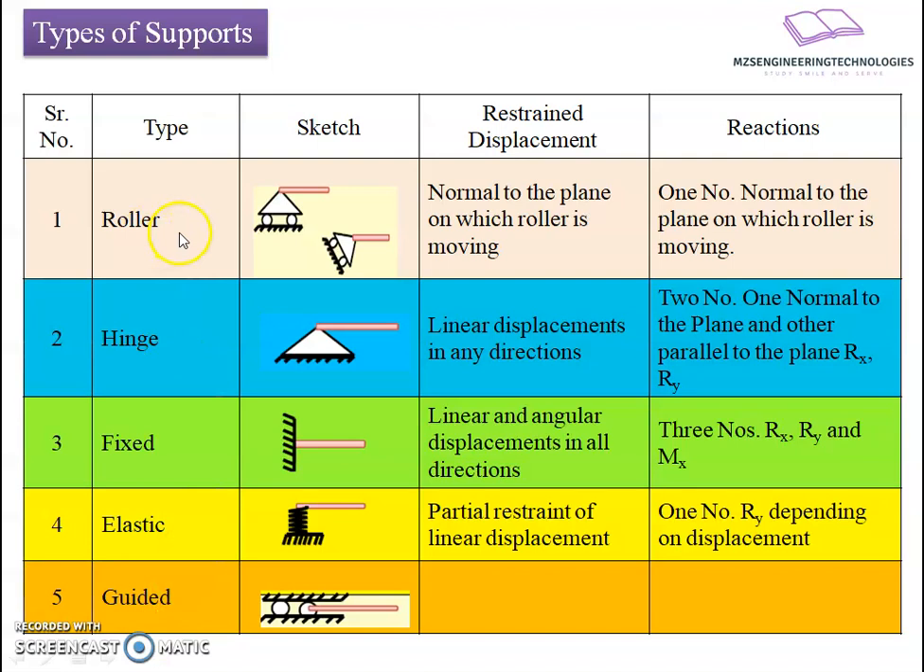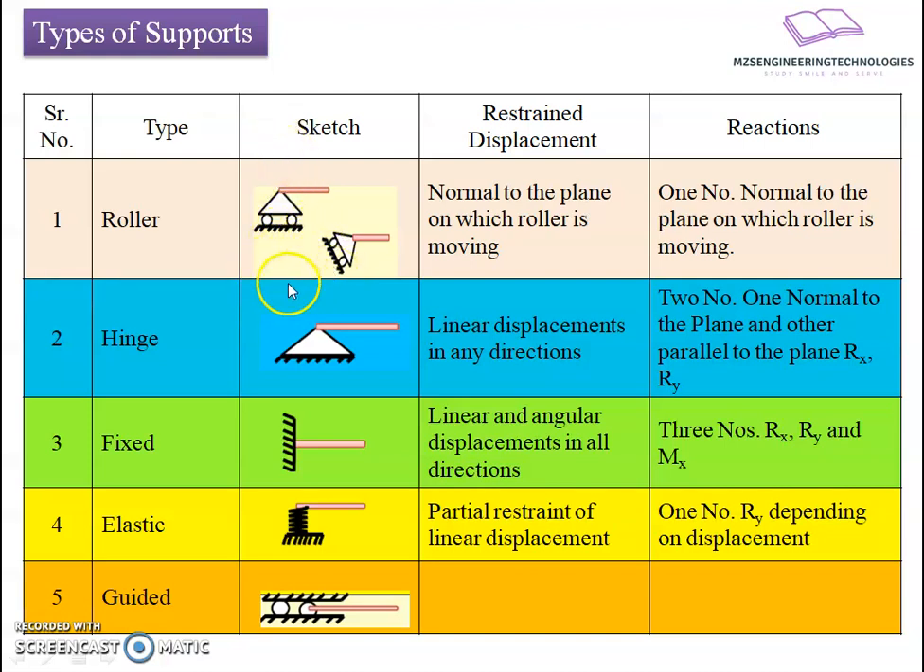For example, in the case of a roller support, it restrains the displacement along the normal to the plane on which the roller is going to move. If it is perfectly horizontal, it will restrain the displacement along the normal direction, with reference to the vertical axis.